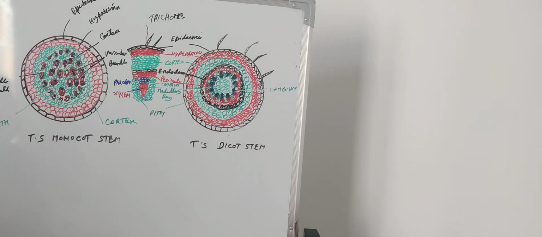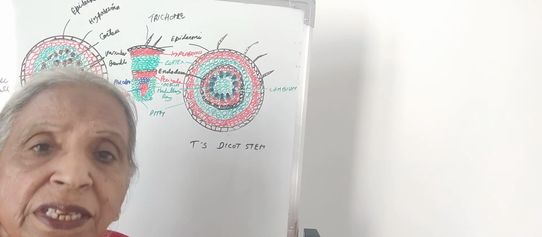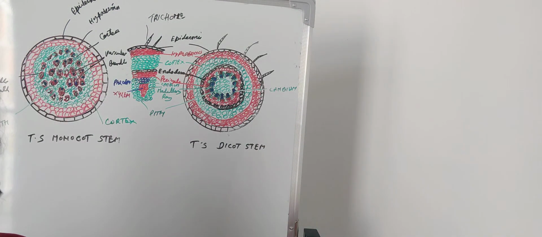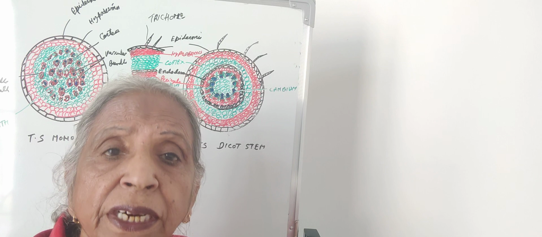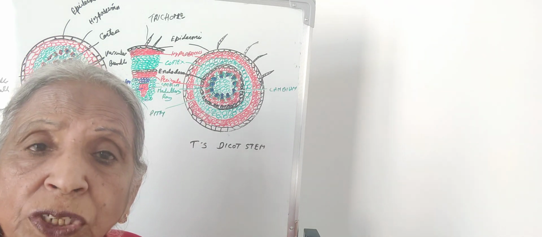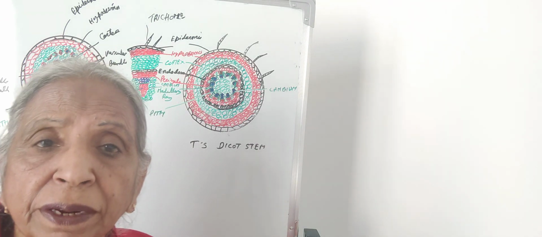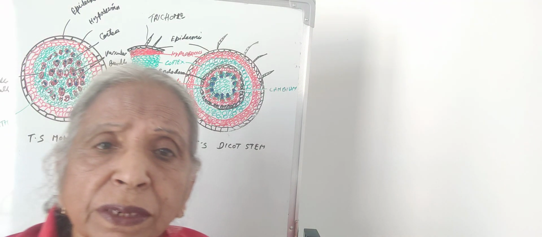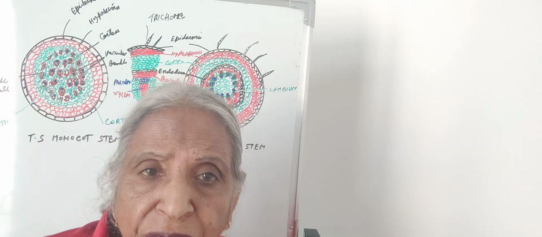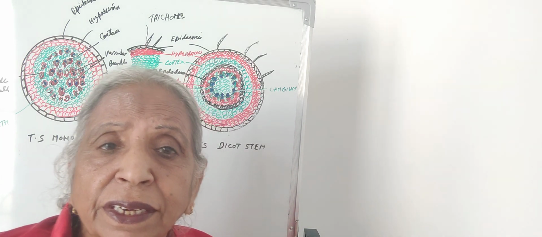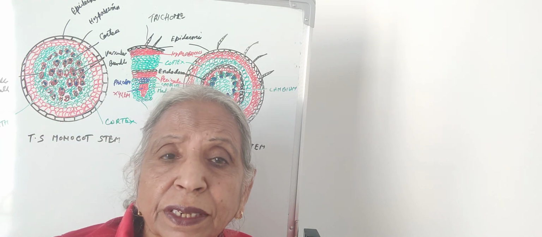Then there is sapwood and heartwood. What is heartwood? What is sapwood? When the cambium becomes active, the addition of xylem elements is much more than the phloem, and much more elements are added towards the inside, and they become older and lignified. Tannin and resins are deposited in these elements, and it becomes dark in color. It is called heartwood.